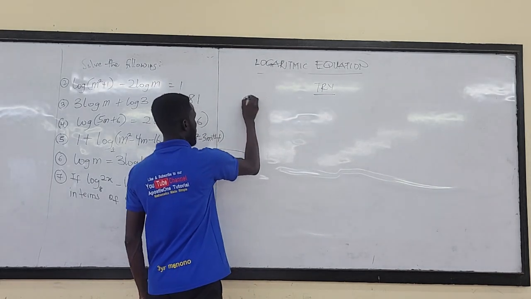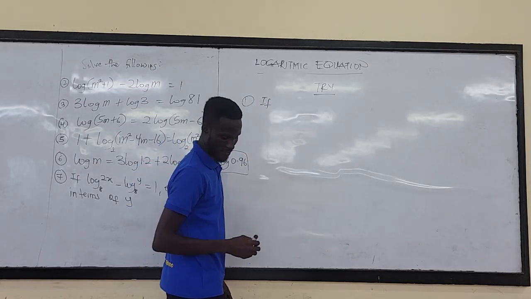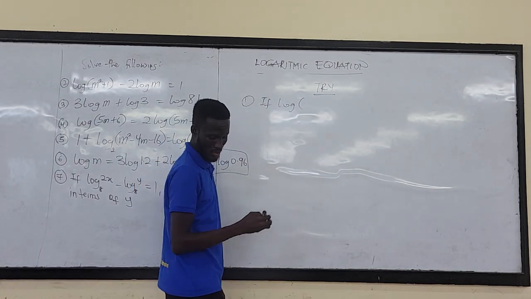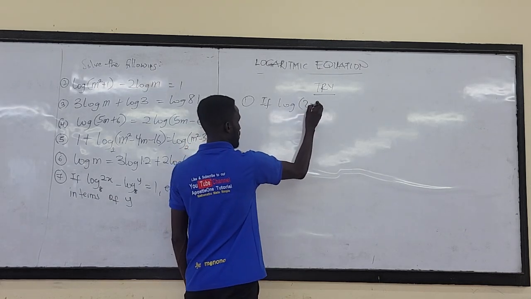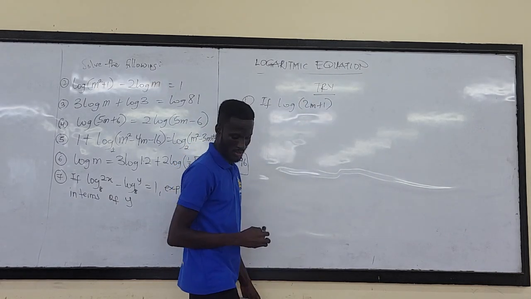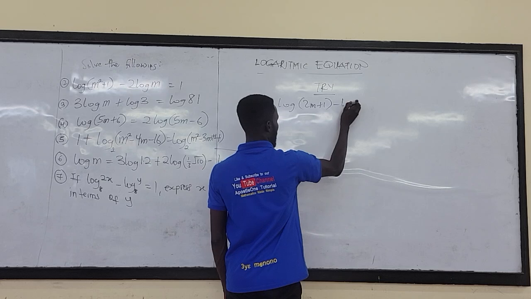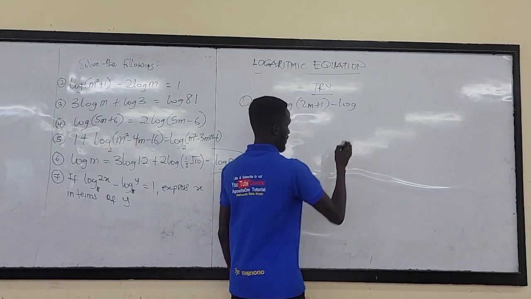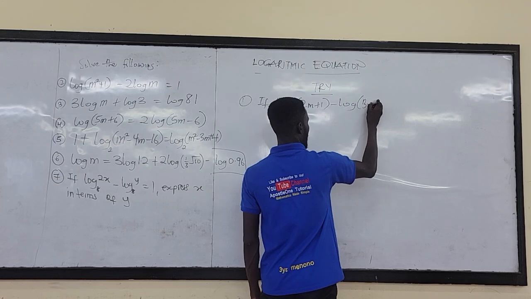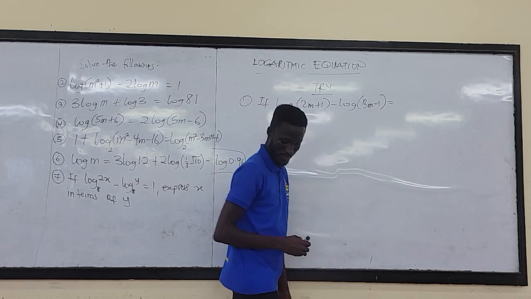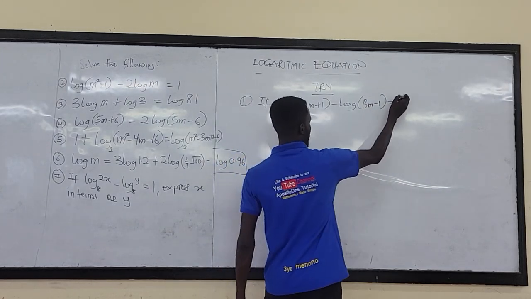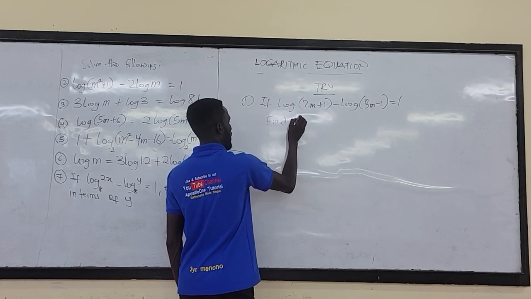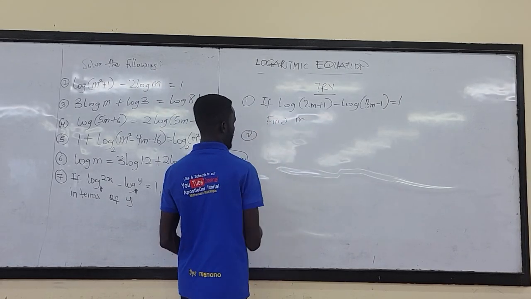Now question 1. If log 2n plus 1 minus log 3n is equal to 1, we have to find n.